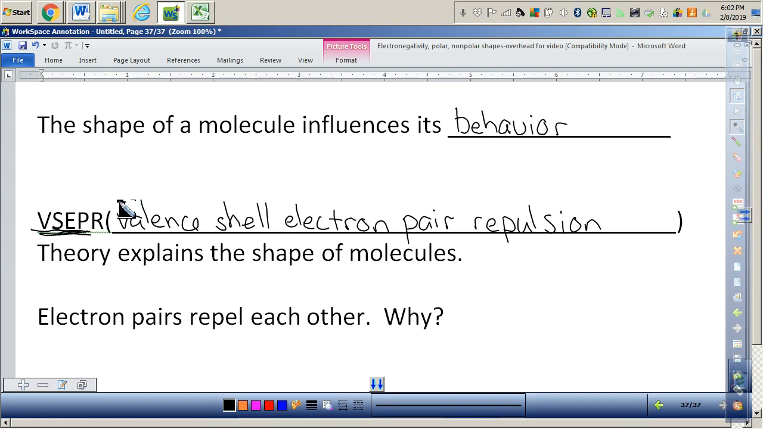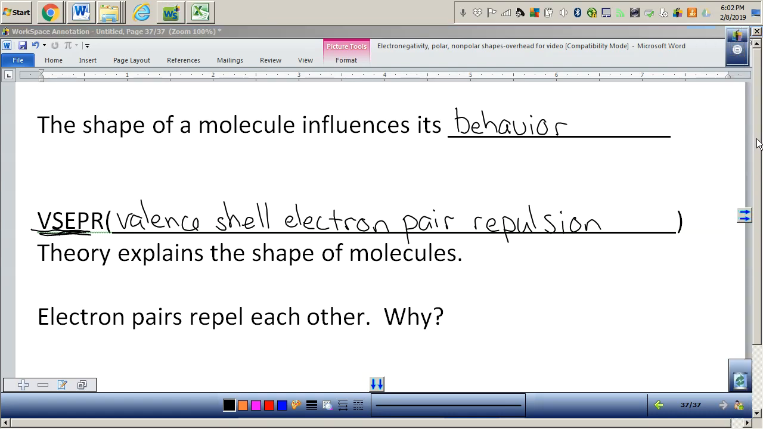Why do I show this to you? Because you may have questions on tests or quizzes where it mentions VSEPR, and I want you to just understand that it simply means the electrons are as far apart as possible. So these electron pairs repel.